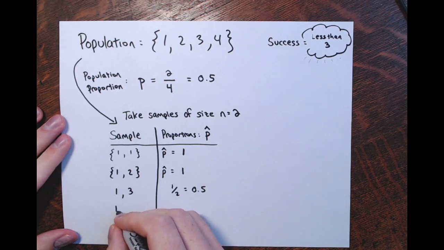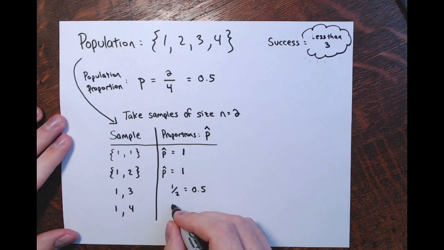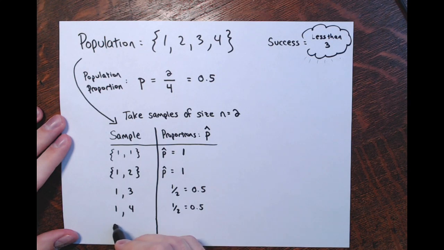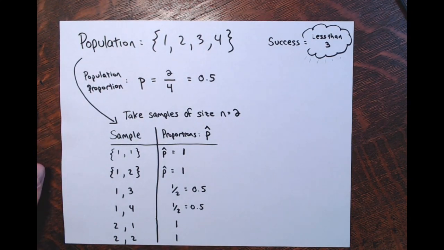And then I could do 1 and then 4. Again, it's 1/2, or 0.5. And I could do 2 then 1. Again, this is a proportion of 1. 2 then 2, proportion of 1, since both of those are less than 3. That's 6. There are 10 more I need. So I'm going to pause it and come back when I have them all written out, and we'll look at all the proportions.